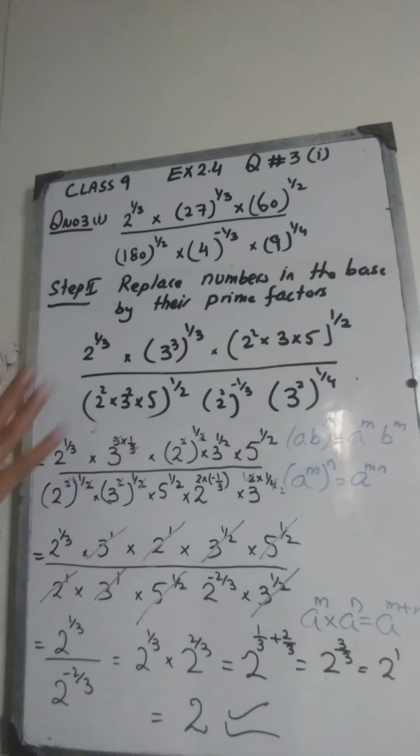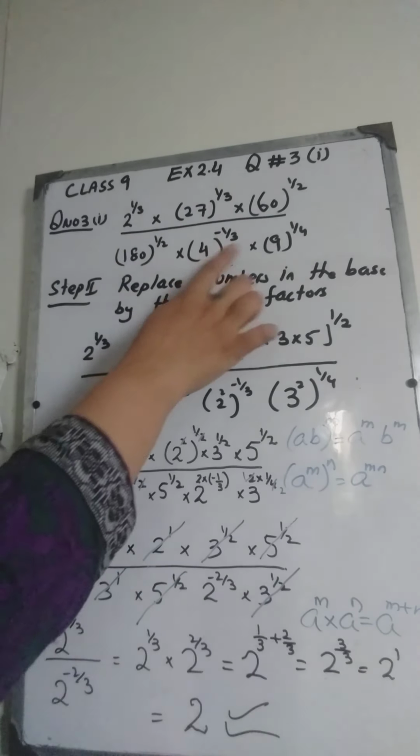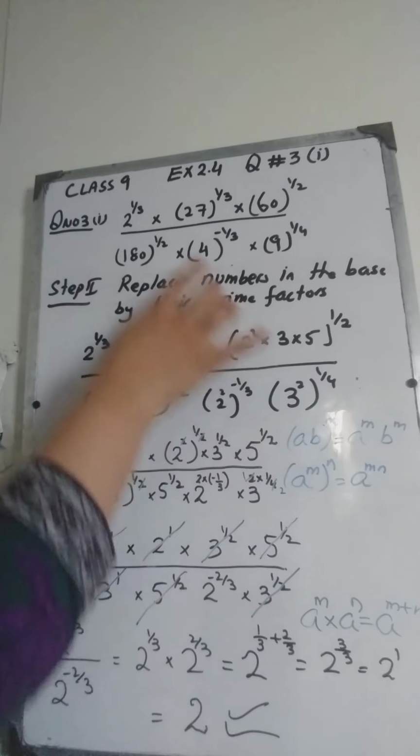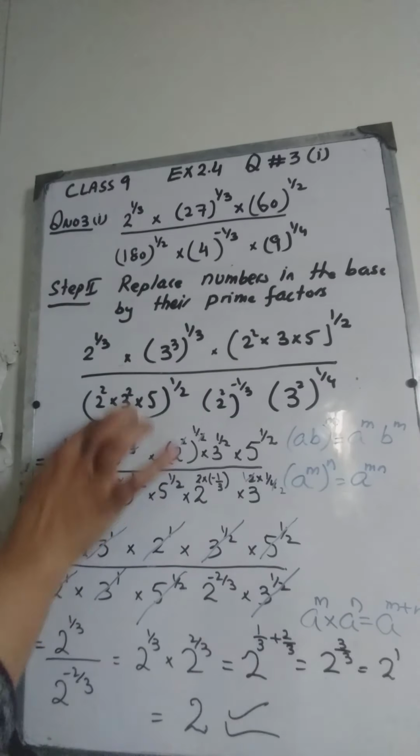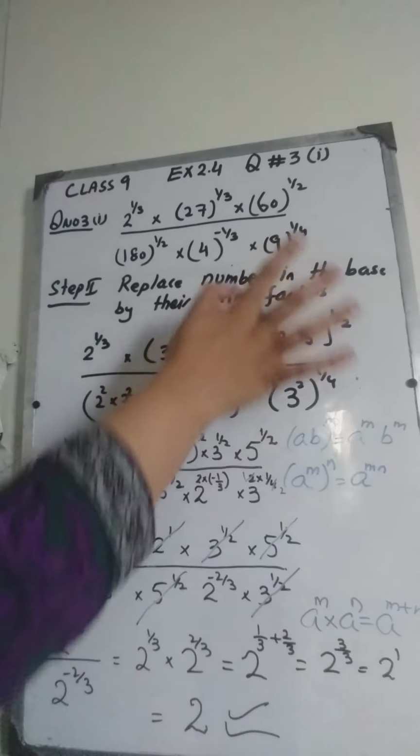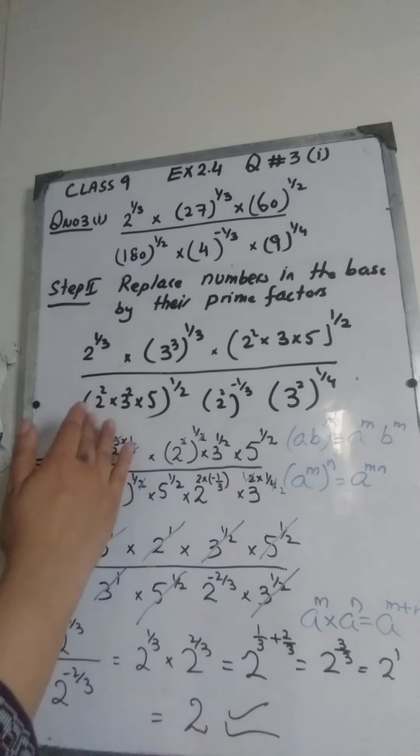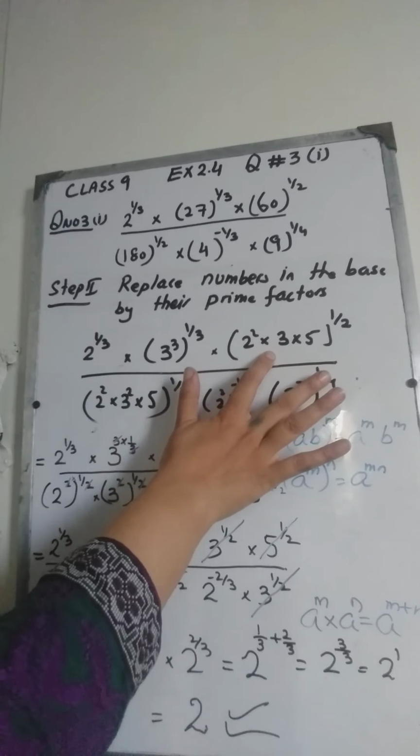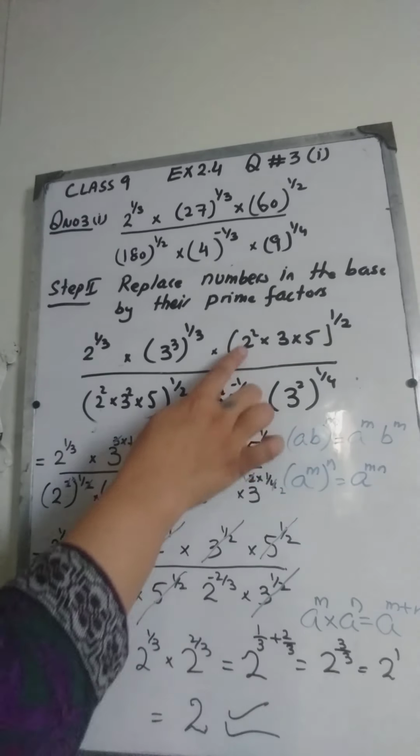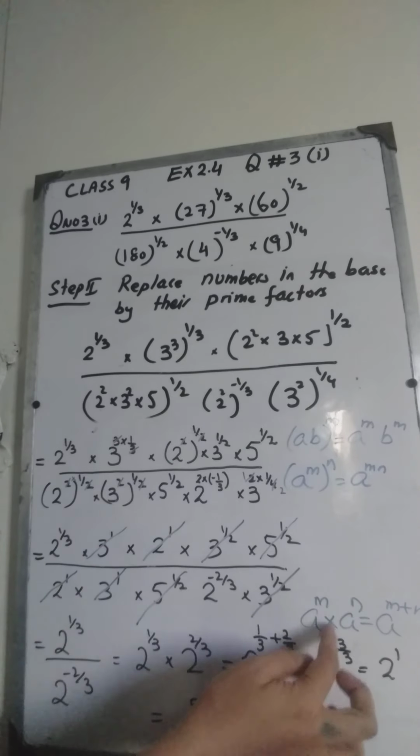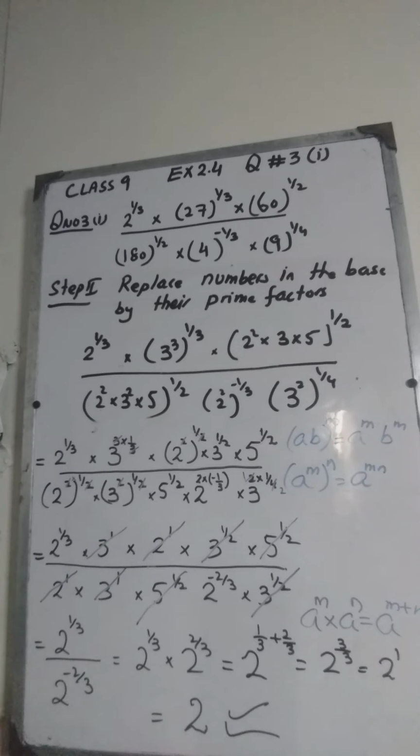So first what we did was, we did the prime factorization of these numbers in the bases. Then we replaced 60 by its prime factors, 27 by its prime factors, 180 by its prime factors, and 9 by its prime factors, which made it possible for us to cancel out the same numbers. That is why we do the prime factorization, to get same factors, 2, 2, 3, 3, so they can be cancelled out or simplified by these laws. So this is how we simplify this question.